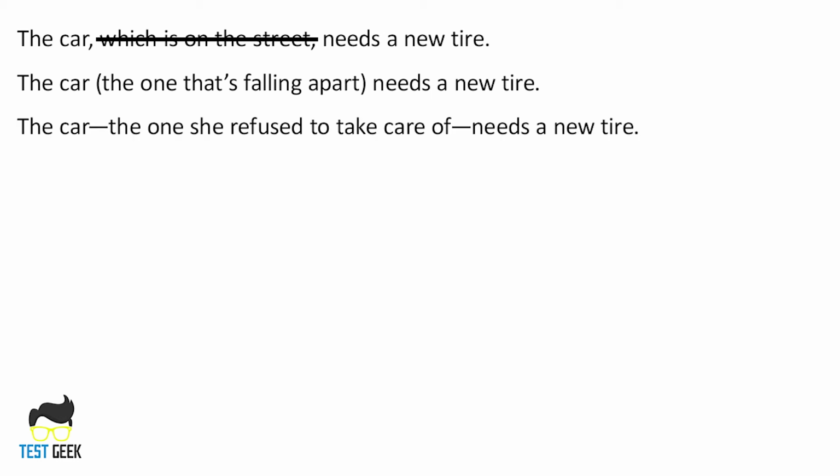Okay, this last example uses our M dashes. The car, the one she refused to take care of, needs a new tire. So again, another example of a dependent clause. Extra information we do not need in the sentence. So we can take that out and we can say the car needs a new tire. And it works perfectly fine.